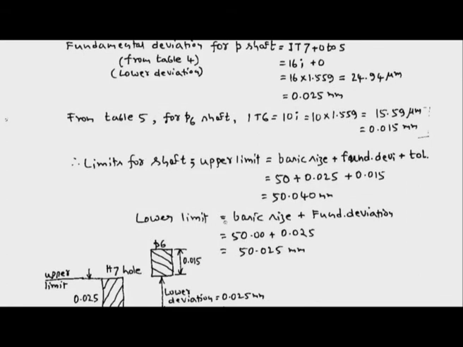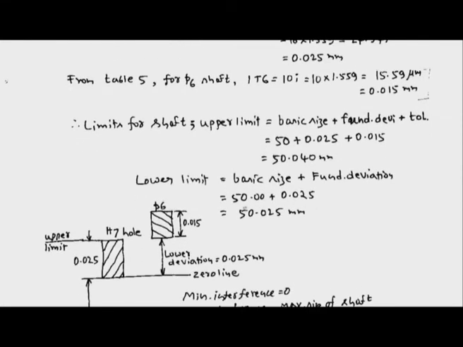Similarly, lower limit for the shaft is equal to basic size plus fundamental deviation. So basic size is 50 millimeter and fundamental deviation is 0.025 millimeter. When we add these two values we get 50.025 millimeter, and this is the lower limit for the shaft.